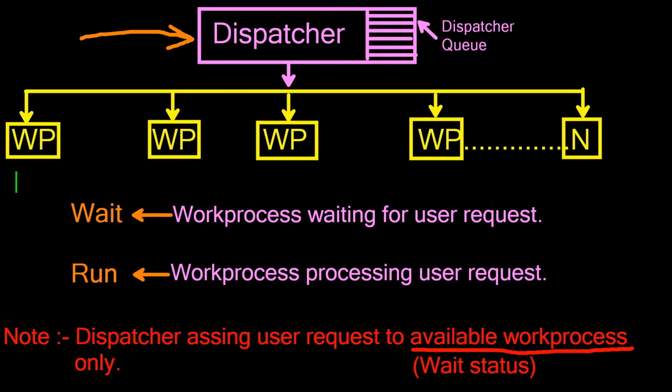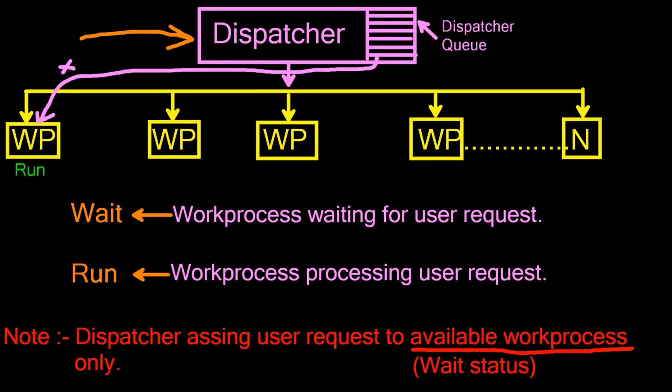So if you take the first work process, run status. The dispatcher tries to assign the user request. This is the first user request. It tries to assign the user request to this work process. But unfortunately, the work process is in run status, so it is not assigned. The dispatcher does not assign the user request to this work process.